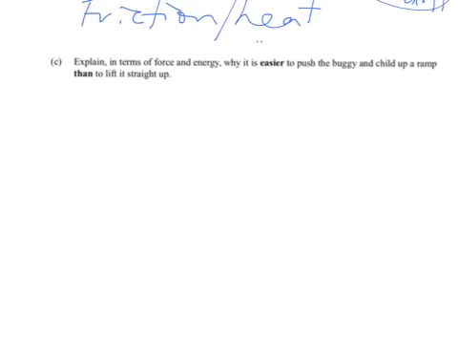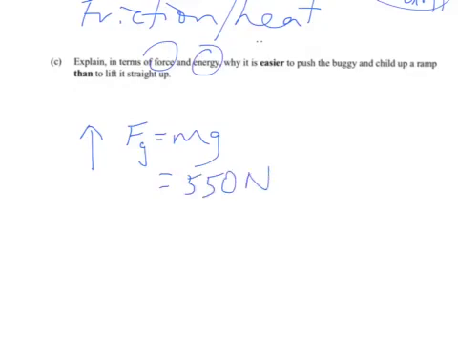C. Explain in terms of force and energy, so two key points. We have to explain, mentioning force and energy, why it's easier to push the buggy and child up the ramp than to lift it straight up. Okay, if we had to lift it straight up, you would have to apply a force that was equal to or greater than the force due to gravity, mg, which would be 550 newtons. Okay, 10 times 55.